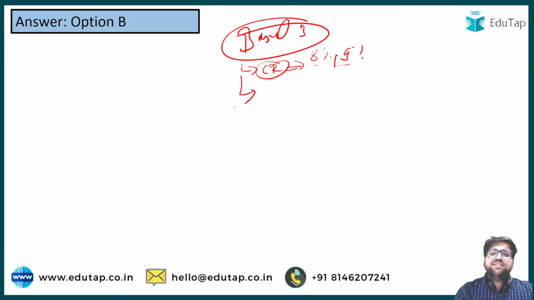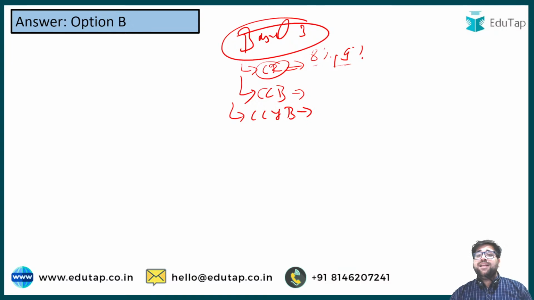Then the second pillar is regarding CCB and the third pillar is regarding CCYB. What is CCB? Capital conversion buffers. What is CCYB? Counter cyclic capital buffers. Now these two, percentage wise, seem the same, that is 2.5%, 2.5%.